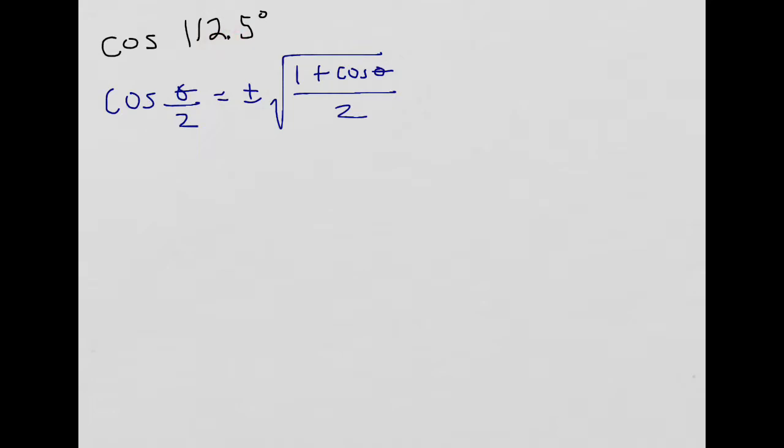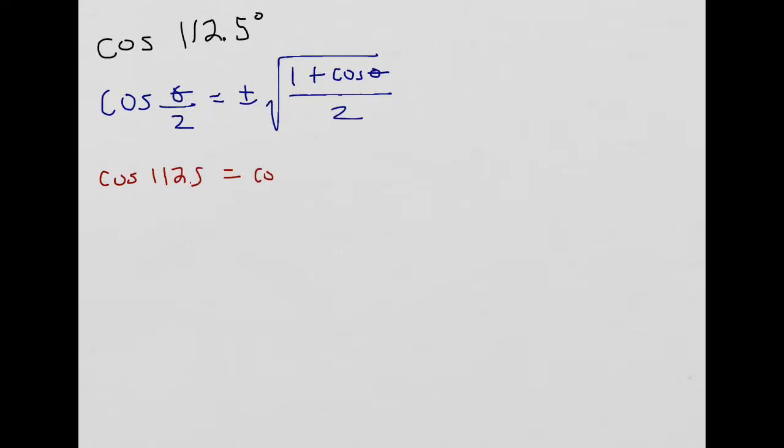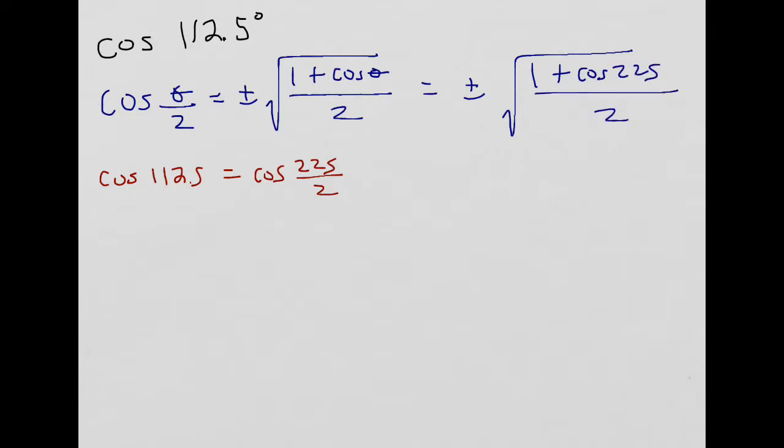So what this really means is the cosine of 112.5 is the cosine of 225 divided by 2. Okay, so the 225 is the value of theta that we want to use in the formula itself. So if we rewrite the formula, this becomes plus or minus the square root of 1 plus the cosine of 225, and all of this divided by 2.